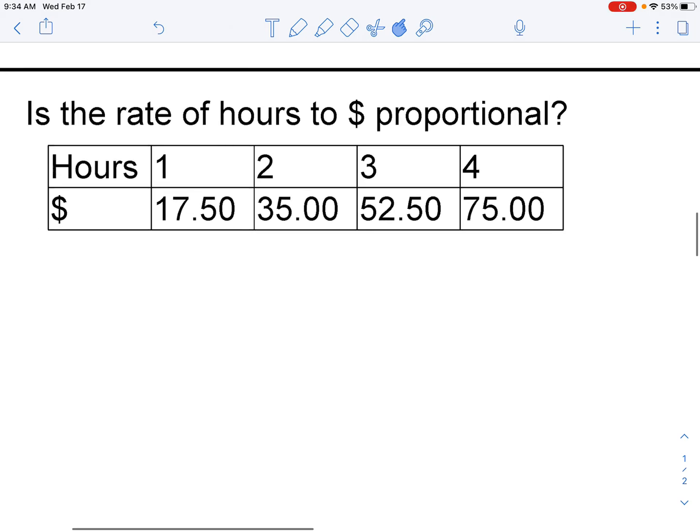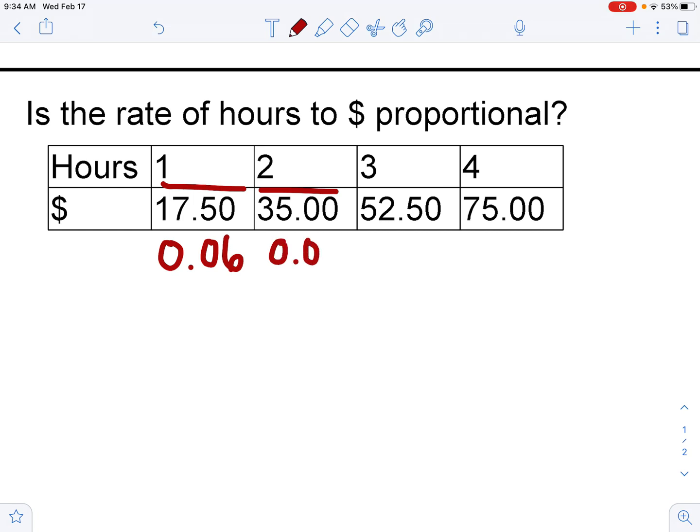And the last question says, is the rate of hours to money proportional? So here what we're gonna do is we can either take top divided by bottom for all of them or bottom divided by top. I'll just stay consistent here. I'm gonna do top divided by bottom. So in my calculator, 1 divided by 1750, and I'm gonna round to the nearest hundredth. So I'm gonna get 0.06. 2 divided by 35, 0.06. 3 divided by 5250, 0.06.